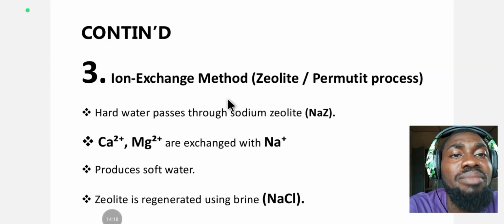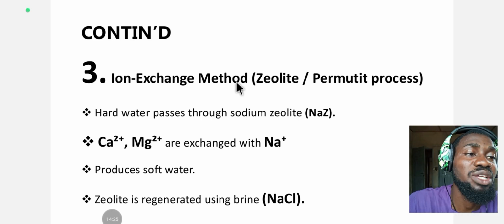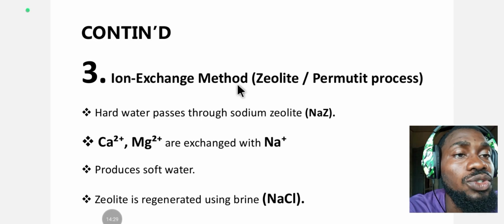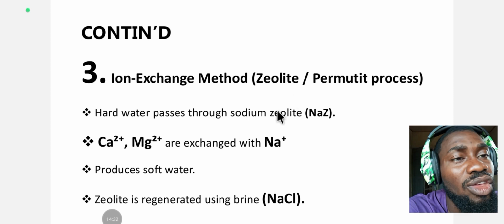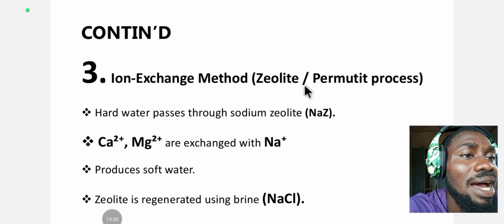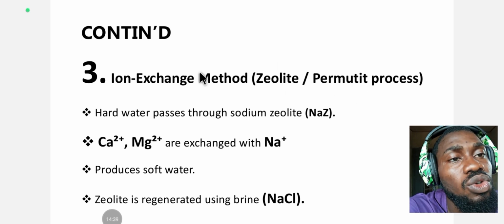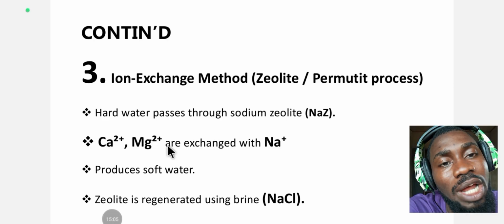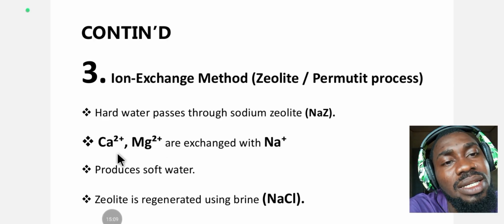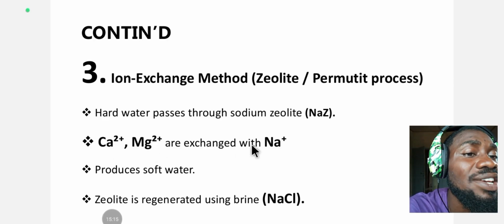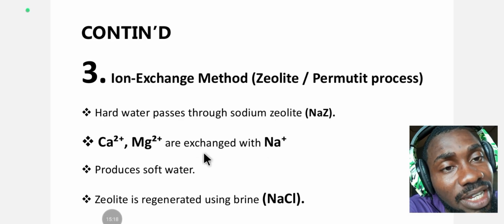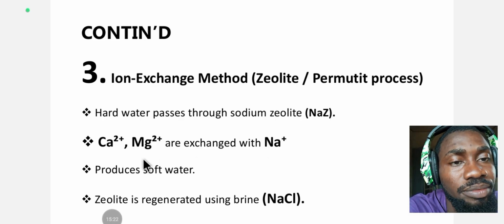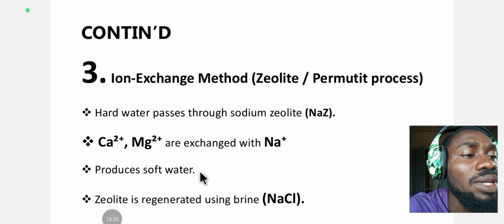Moving on, the third method of removing hardness of water is the ion exchange method. Remember, this method is used to remove permanent hardness of water. In this ion exchange method, we use compounds like zeolites and permutites. So we use zeolite and permutite processes. Hard water passes through sodium zeolite. This is the chemical formula of sodium zeolite. And when you pass hard water through sodium zeolite, calcium 2+ ions and magnesium 2+ ions are exchanged with sodium ions. So after the exchange, soft water is formed. The water becomes soft because the ions have been exchanged.